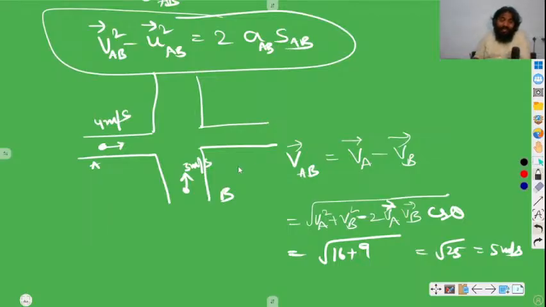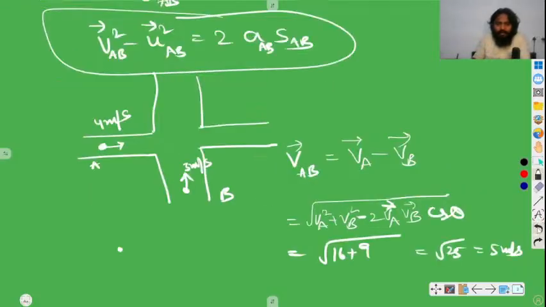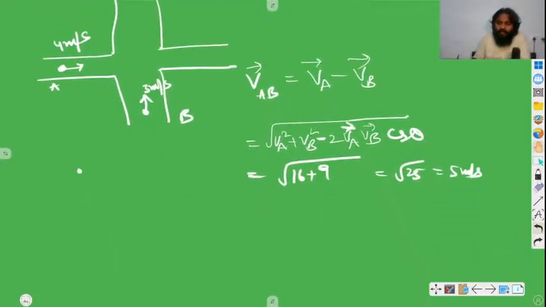Now you found the relative velocity, but the direction also matters, right? Let me draw it with vector shapes and explain. Imagine this is 4 centimeter, representing 4 meter per second, in this direction A is moving. And V_B is moving like this with 3 meter per second.